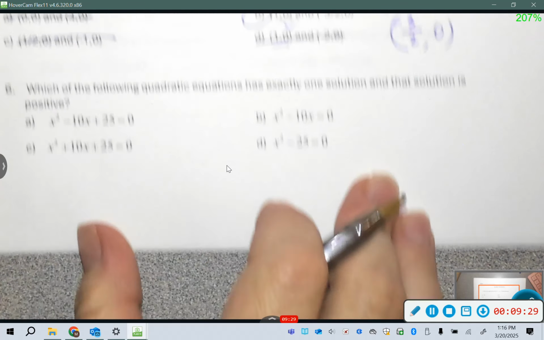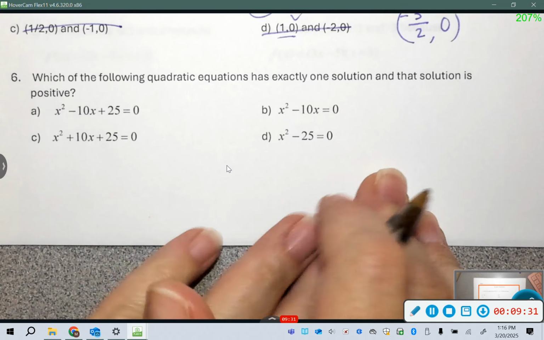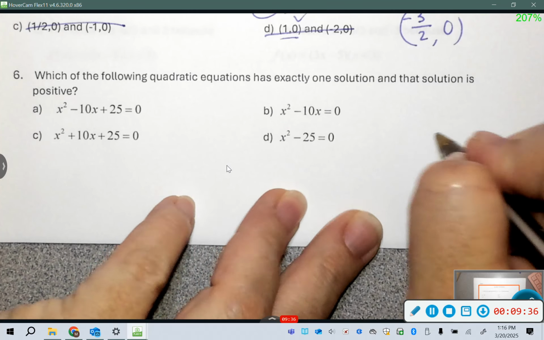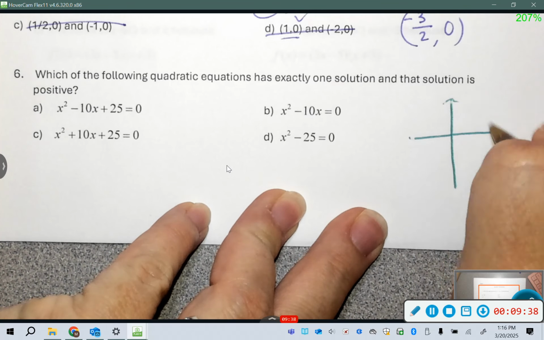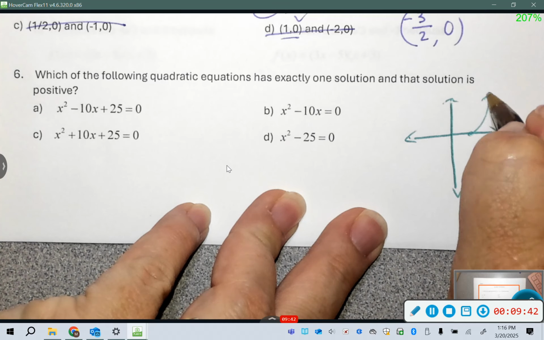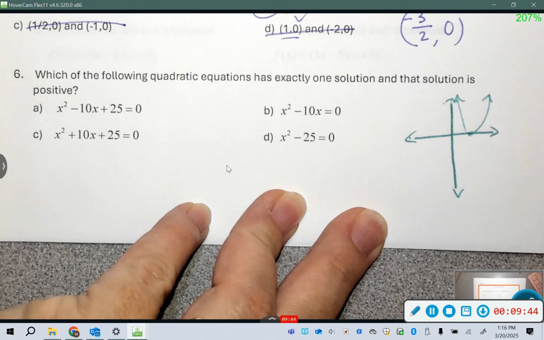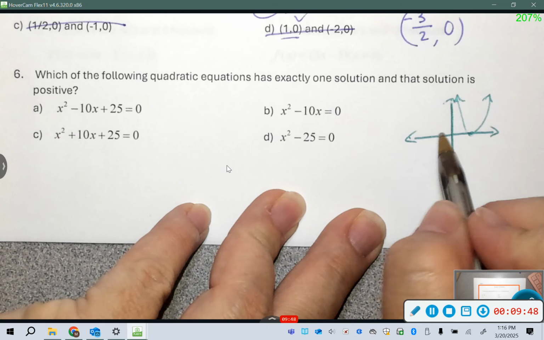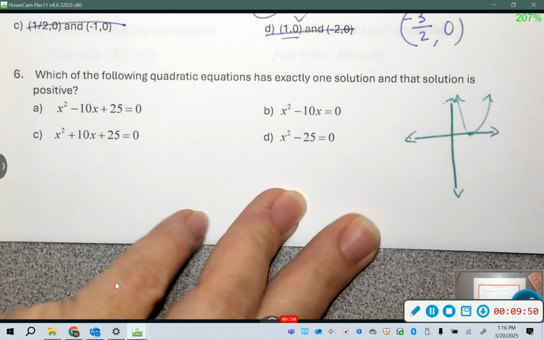Okay, let's look at number 6. Number 6 says, which of the following quadratic equations has exactly one solution, and that solution is positive? So what I'm saying is we want a graph that only touches the x-axis one time. So that means the vertex is on it, and we want it to be on the right side of the origin so that way it's a positive number. If it was on this side, that would be a negative number. So let's type these in the calculator.